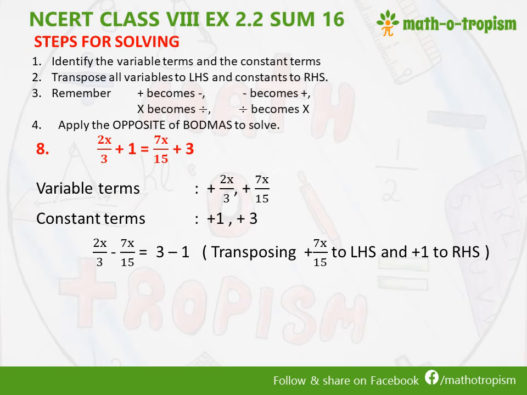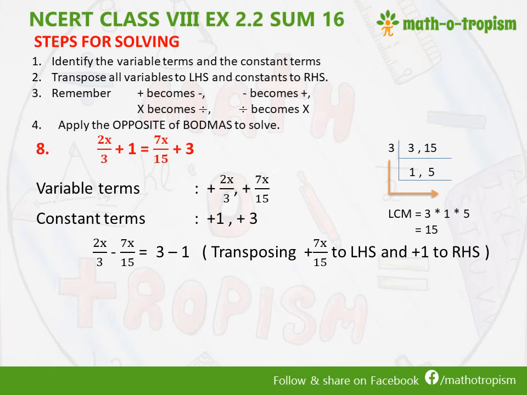So we need to take the LCM to make a common denominator. Here the numbers are 3 and 15, and when we take the prime factorization, it will come as 3, 1 and 5. When we take the LCM, we need to multiply the factors which are remaining and the factors with which we have divided. So the LCM is 3 into 1 into 5, so that comes as 15.